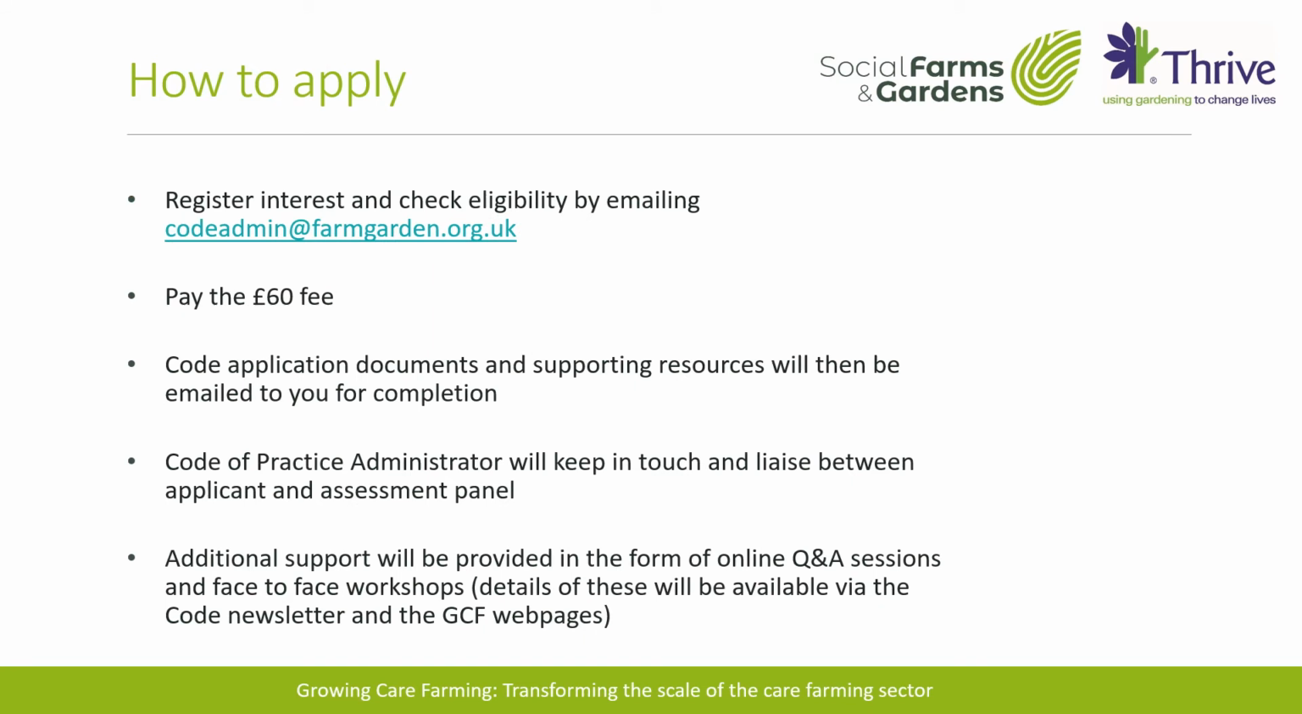How to apply? To apply for the Code of Practice, you must first register your interest and check your eligibility by emailing codeadmin@farmgarden.org.uk. If eligible, you would then go on to pay the £60 fee. The code application documents and the supporting resources would then be emailed to you for completion. There is a Code of Practice administrator who will keep in touch with you and liaise between yourself and the assessment panel. Additional support will be provided in the form of online Q&A sessions and face-to-face workshops, details of which will be available via the Code newsletter and the Growing Care Farming web pages.